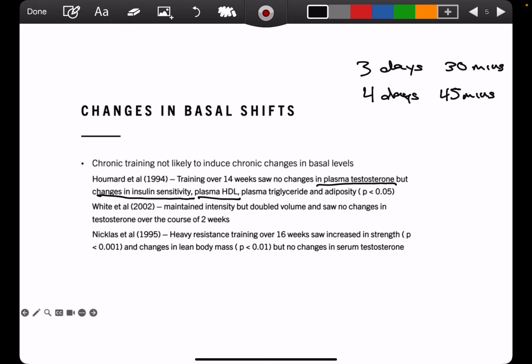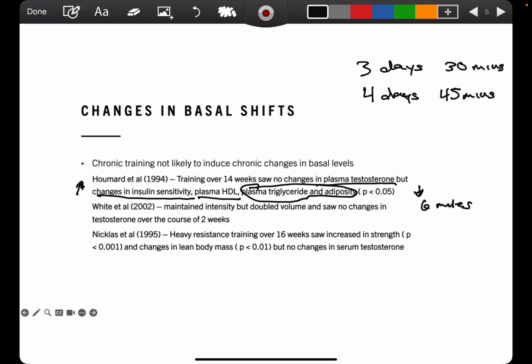And they saw that, again, there was no change in plasma testosterone, but changes in insulin sensitivity and plasma HDL were increases, and then the changes in plasma triglyceride and adiposity were decreases. Again, all of these findings were at a 0.05 p-value.